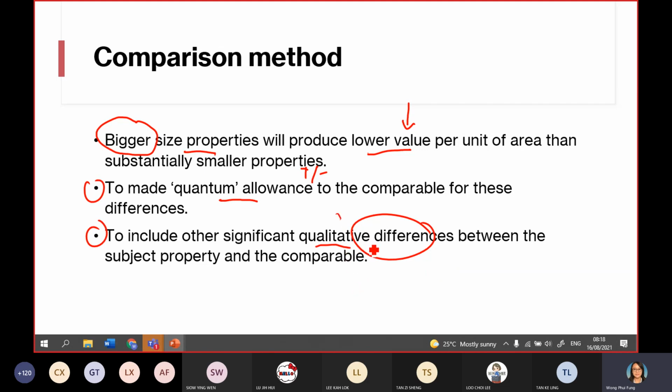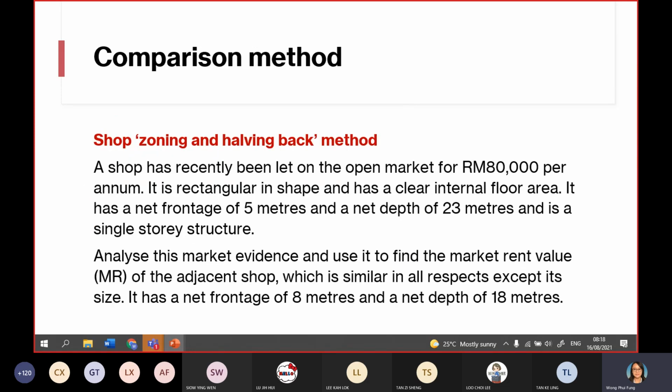Qualitative difference means that they can be different in terms of size, although they are the same type of industrial property, but they can be different in terms of size, shape, location, design, condition, year of completion. So that's why most of the time you need to do some quantum allowance to reflect the differences. This is what we call qualitative differences among the property. Okay. So the next method under the comparison method is what we call zoning and halving back. Okay, zoning and halving back.